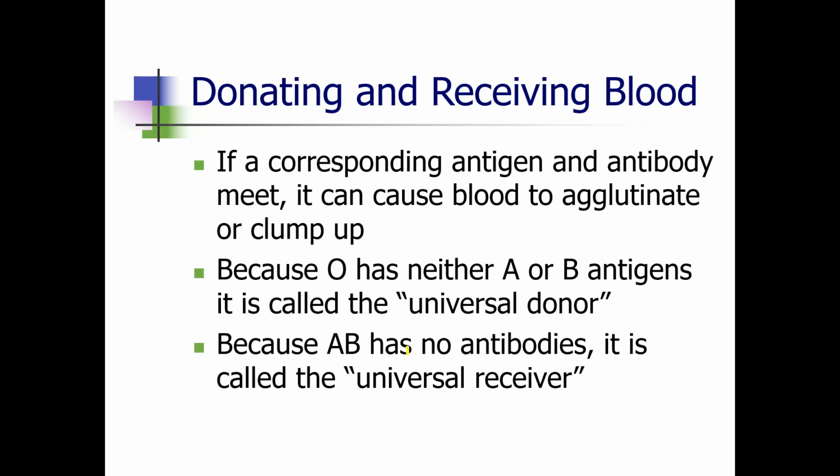Now what can happen is if you were to give someone the wrong type of blood, and this goes for both ABO blood group and positive negative, it could lead to something called agglutination.